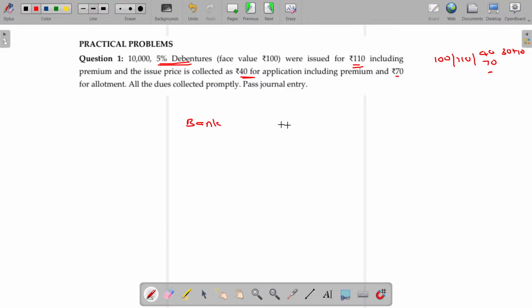What is the journal entry for the application money? Bank account debit to, rather than share application, it is debenture application. Debenture application. The value being 40 rupees into 10,000. Come on, tell me the value. 4 lakhs. Okay, good.